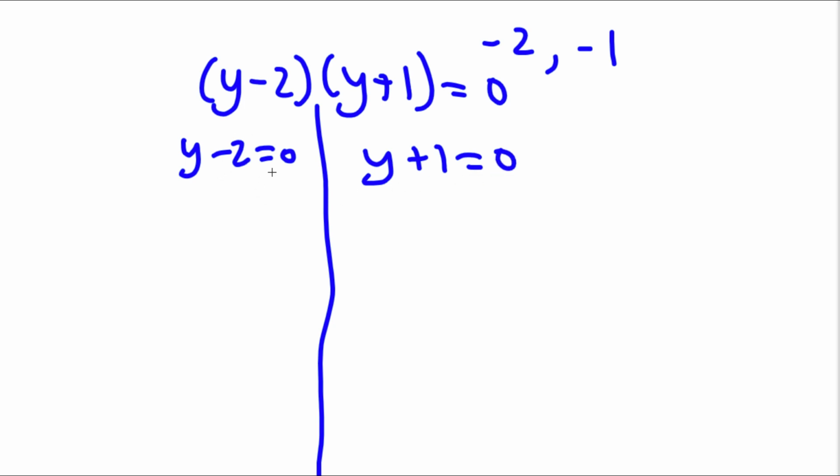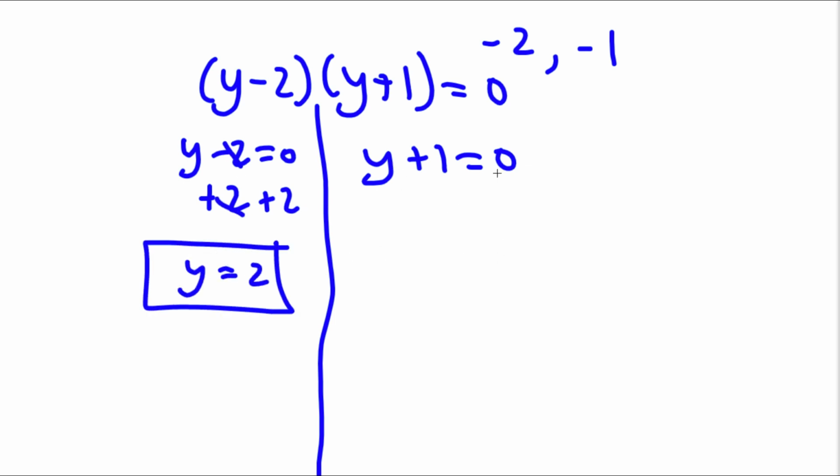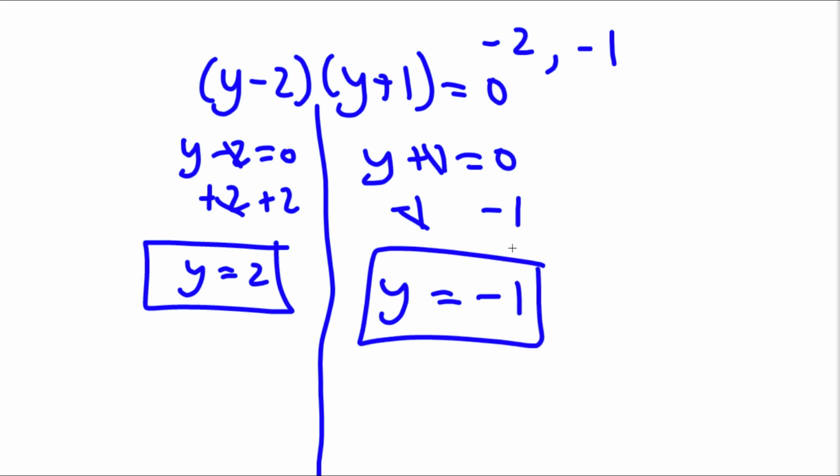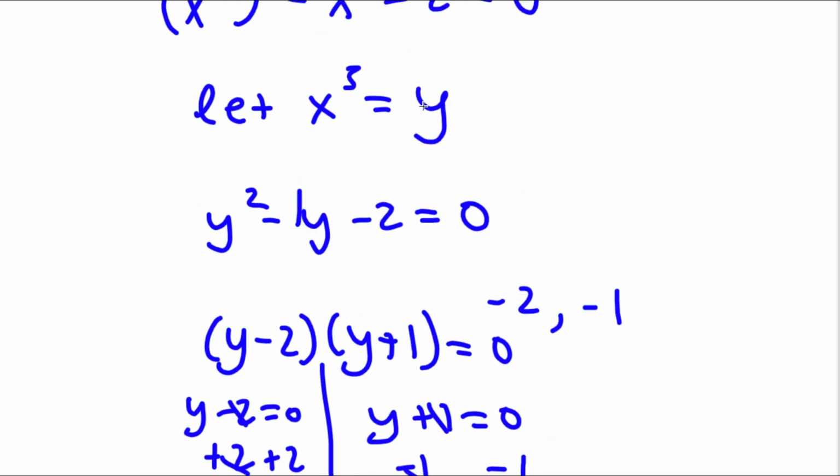So for y minus 2 equals 0, I can simply add 2 on both sides, and I get y is equal to 2. So this is one solution. And for y plus 1 equals 0, I can simply subtract 1 on both sides. These two cancel out, and I have y is equal to negative 1. So this is another solution. So now remember how we let x to the power of 3 equal y.